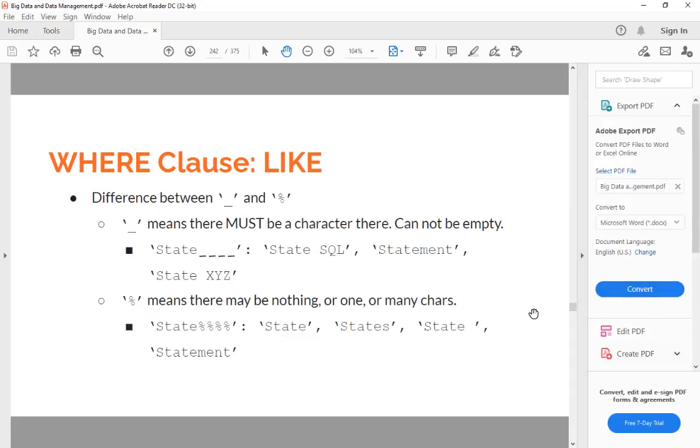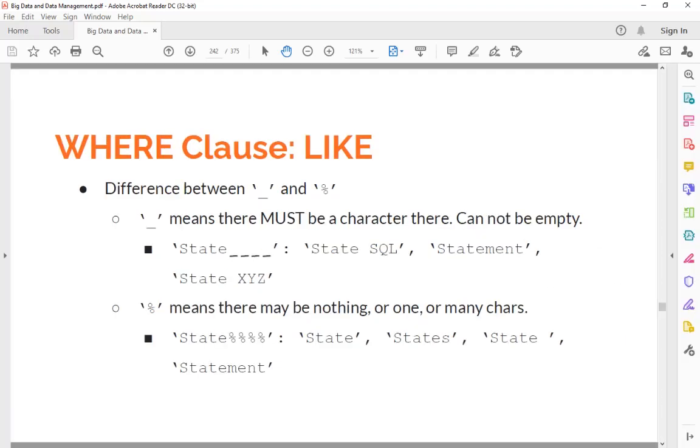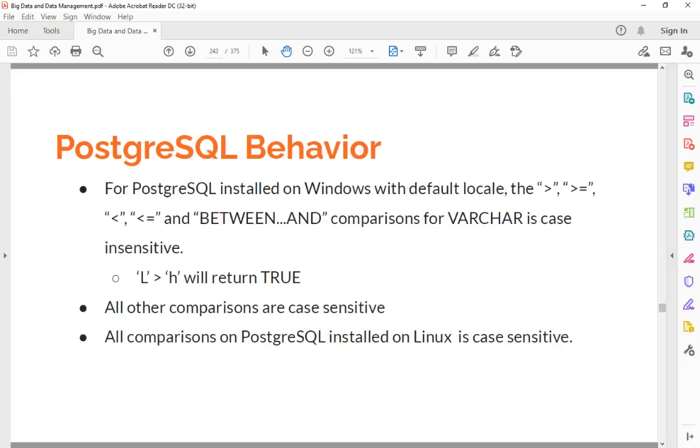Now there's also something I need to mention here, because we are going to use Postgres SQL, and most of you, I assume, will install your Postgres SQL on Windows. And when you install, you will be using the default locale. There's an issue with Postgres SQL installed on Windows with default locale, which is that the greater than or equal to, less than or equal to, and between comparisons for varchar are case insensitive.